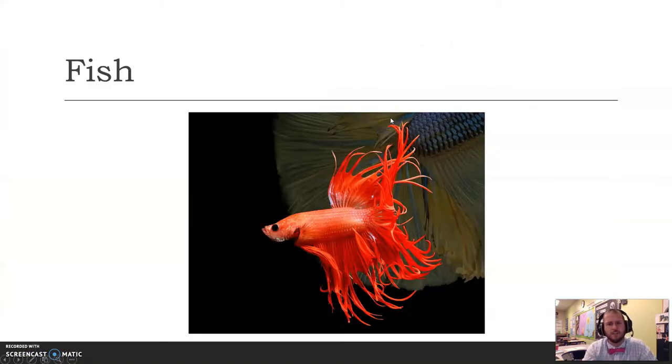There are 5 different groups of animals: fish, amphibians, reptiles, birds, and mammals. We as humans are mammals. We'll get to that category last. We will begin with fish.